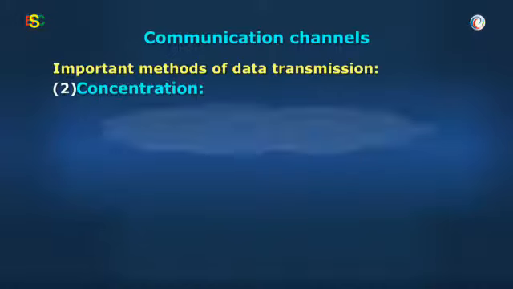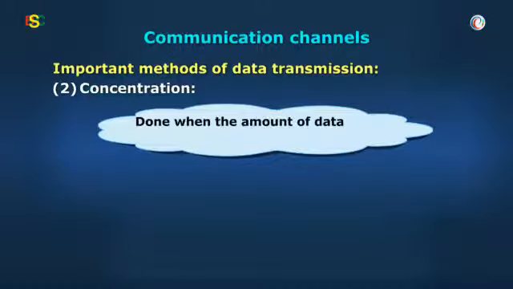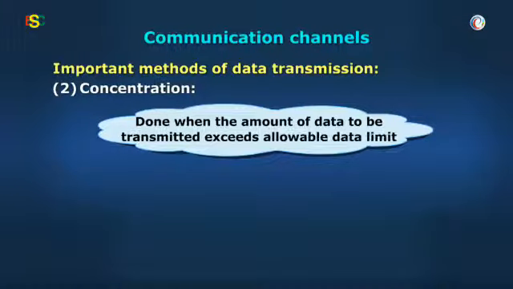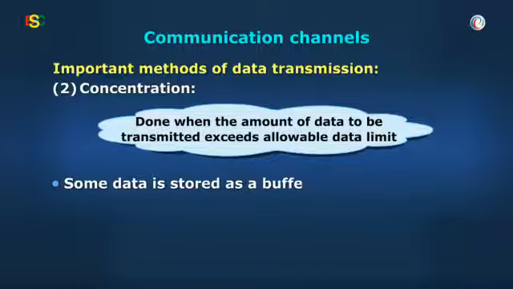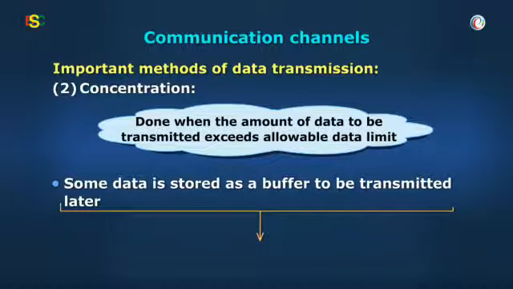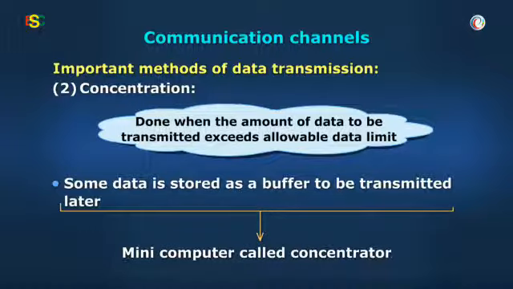Concentration. Concentration is done when the amount of data to be transmitted over a particular communication channel exceeds the allowable data limit. Thus, some amount of data is stored as a buffer to be transmitted later. This process is accomplished by a mini computer, also known as a concentrator.